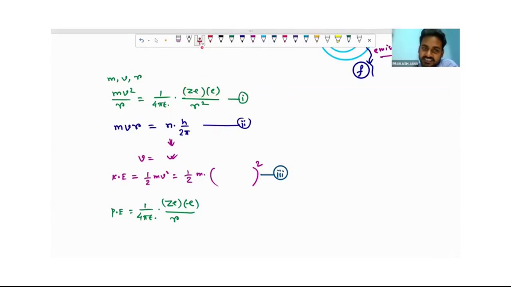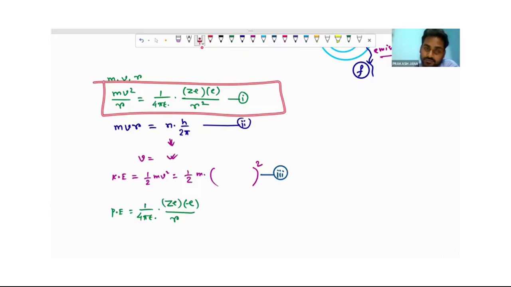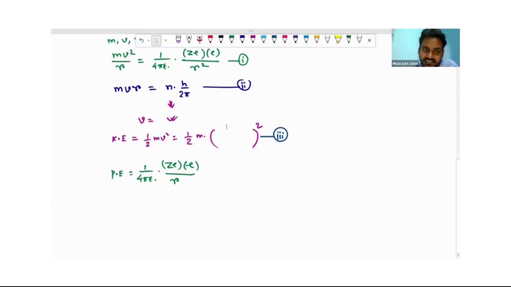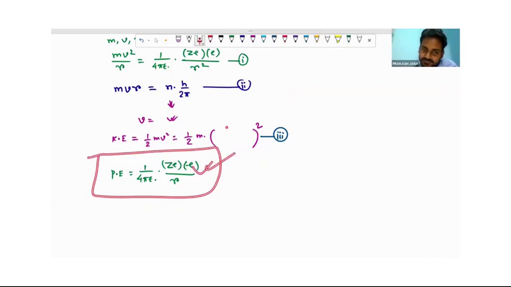Here I have written ZE, that is the charge of the nucleus, positive charge, fine. But here E, but here minus E. Why this? The reason is we are equating these two forces. We are taking the magnitude of the force only, isn't it? And here, as the potential energy, it is the magnitude. The negative sign is important here.